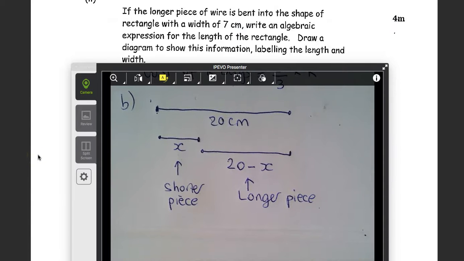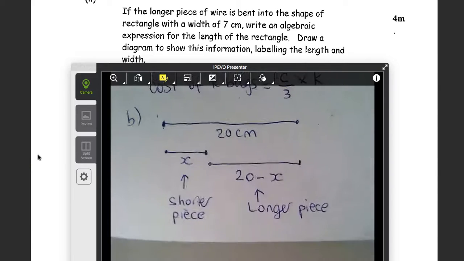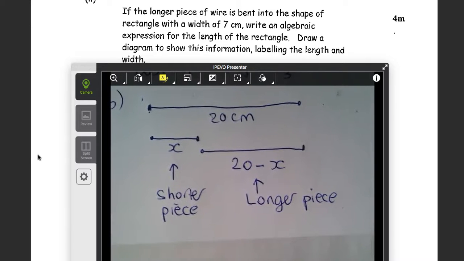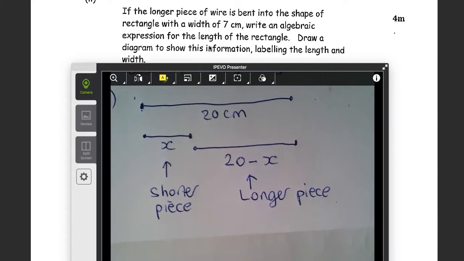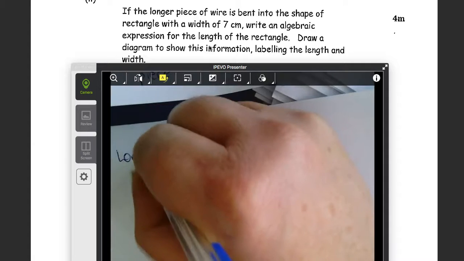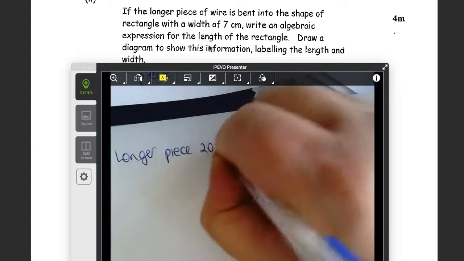We keep going. Now the longer piece of wire, this is difficult, girls. It's an A-level question, all right? Now what happens is the longer piece of wire is bent into the shape of a rectangle with a width of 7 centimetres. Write an algebraic expression for the length of the rectangle. They want you to draw a diagram and label it. Now, wait. The longer piece. So what's the longer piece? The longer piece is 20 minus X.